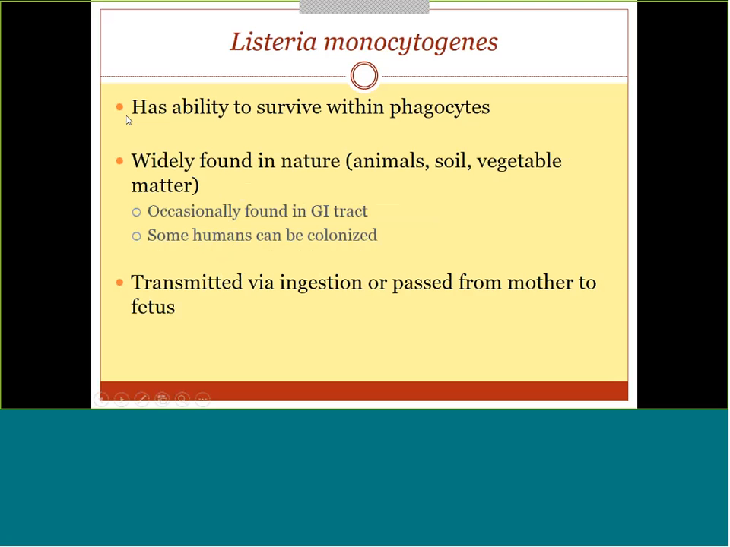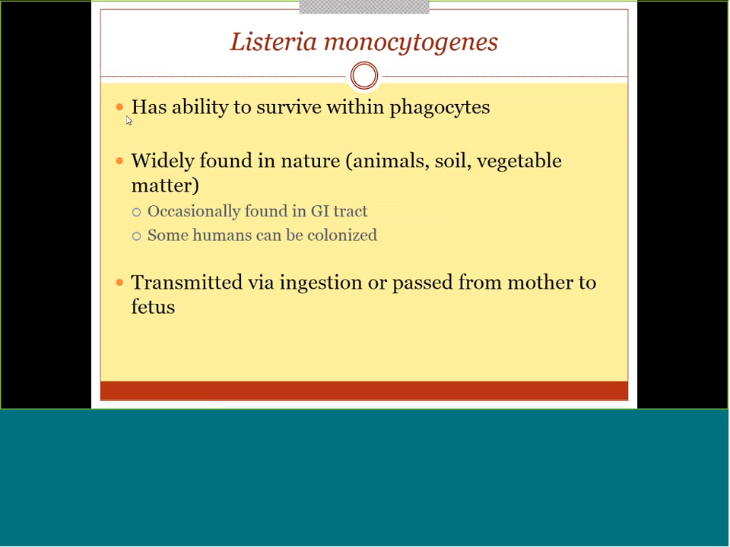All right, so let's discuss Listeria monocytogenes. This has the capability to survive within phagocytes, so it helps keep it surviving. Very much found in nature through soil, vegetables, animals, that kind of thing. Sometimes it can colonize in humans, like in the GI tract.